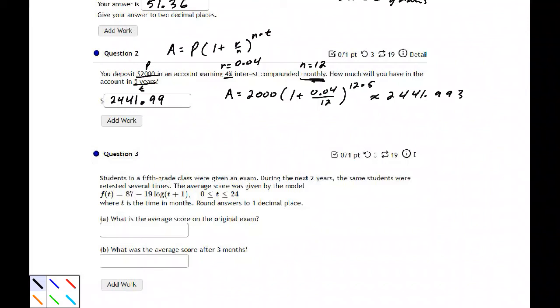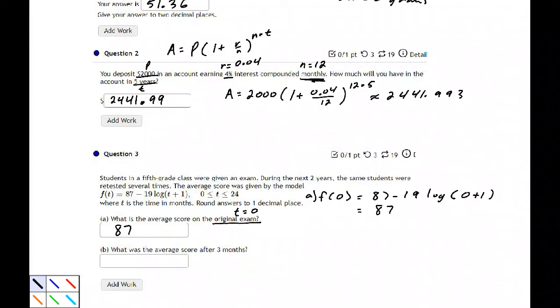And part A says, what is the average score on the original exam? Well, the original exam means that time is equal to 0. So that indicates we're using t equals 0. To evaluate that, I'm going to find f of 0, which is 87 minus 19 times log of (0 plus 1). Again, using the utility of your choice, that would be 87. So the average score on the original exam was 87.